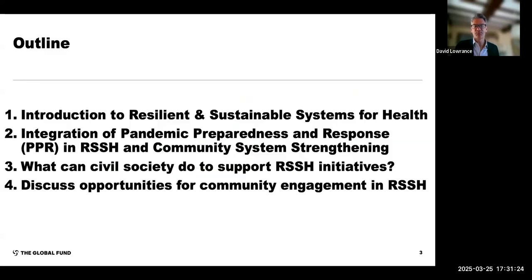We can go on to the next slide, please, RJ. And here are the elements that we're going to talk about. Again, we have a diverse audience. Some of you are likely expert in RSSH, but we're going to provide a quick perspective on that and then get into some of the more detailed information around how the Global Fund has integrated pandemic preparedness and response into this RSSH portfolio, inclusive of community system strengthening, and then turn to the most interesting and important question here, which is what civil society can do more to support RSSH initiatives. And then in the end, we'll look at some specific ideas about opportunities for strengthening and expanding community engagement in RSSH and PPR.